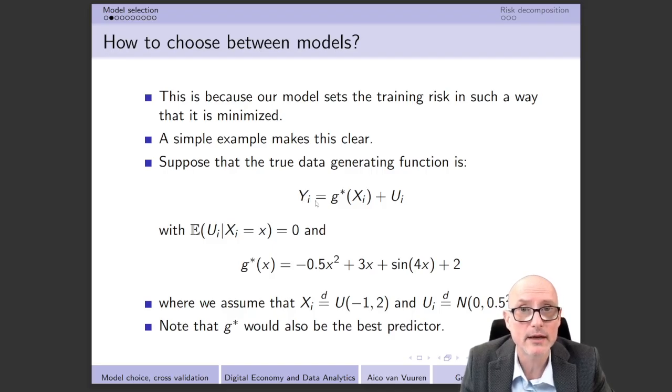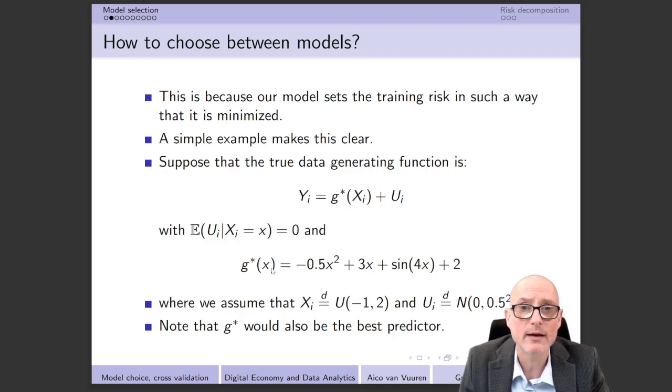We can easily calculate the mean of yi conditional on xi equal to x, for the simple reason that ui and xi are uncorrelated with each other. And if I do that, I find that the mean of yi conditional on xi equal to x is nothing else than this g star x that we have over here.